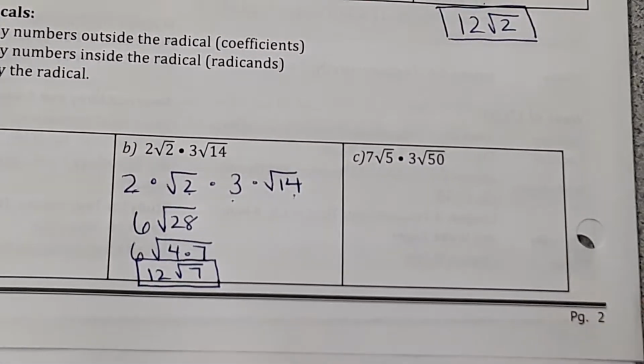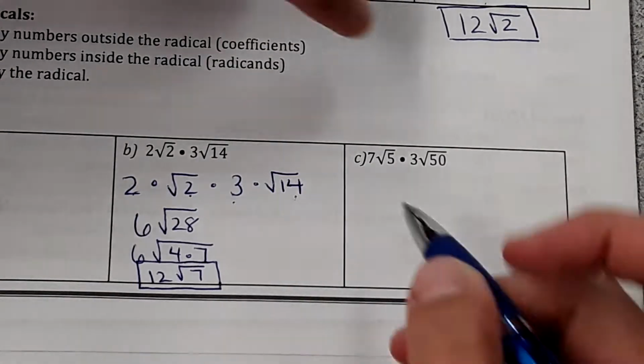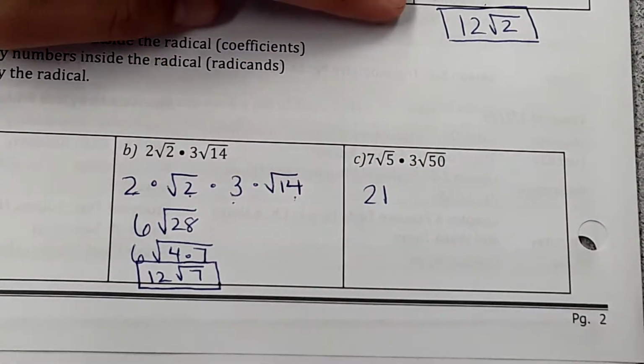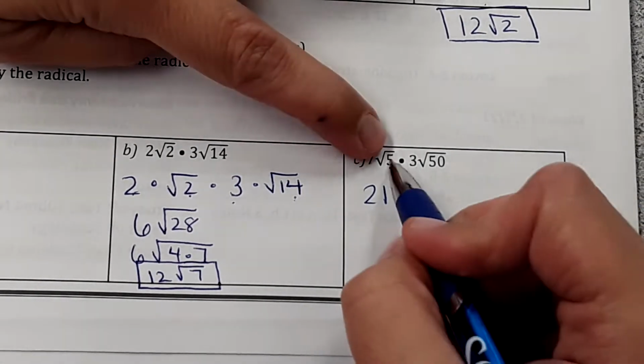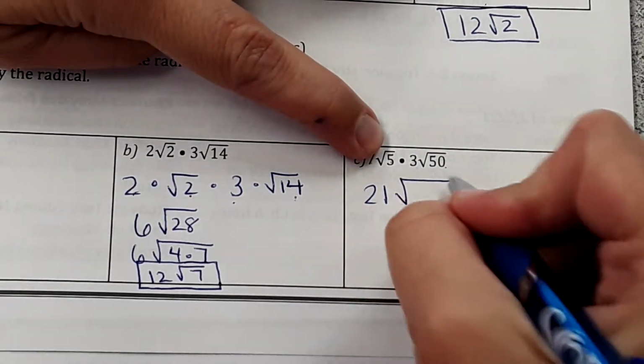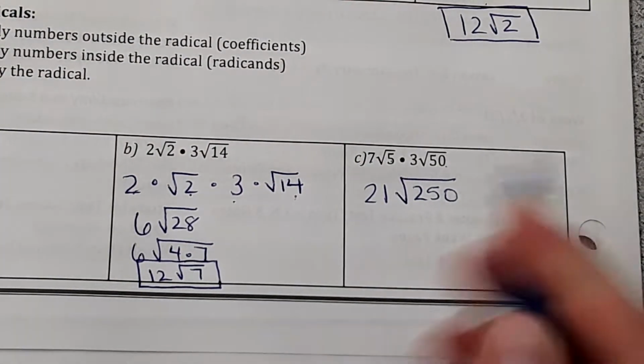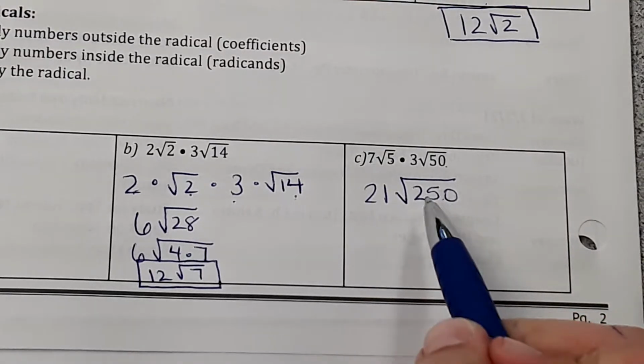And C is the same thing. I'm not going to write down as many steps. I'm just going to multiply 7 times 3, which is 21, and the square root of 5 times the square root of 50 is the square root of 250. I do need to simplify this, of course.